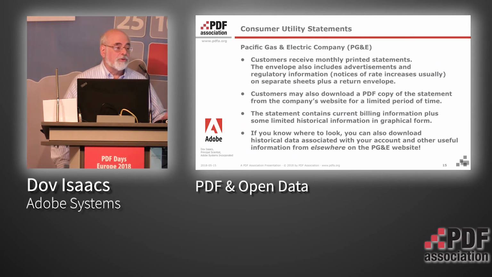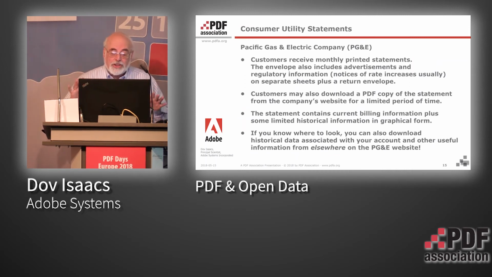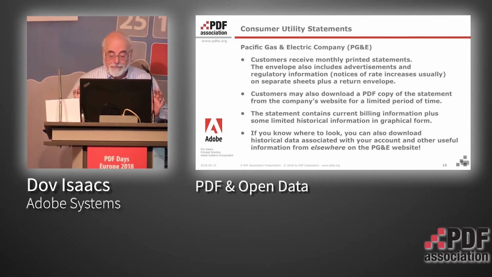If you opt for some sort of electronic delivery, you have to go get it. Normally they don't tell you it's ready, and you have to download it and decide where you're going to keep it. That's a separate discussion, a separate presentation. The statement includes some current billing information plus some limited historical information in graphical form. It's also true that if you know where to look, you can also download other information from that website associated with your account, okay? But you have to know where to look.